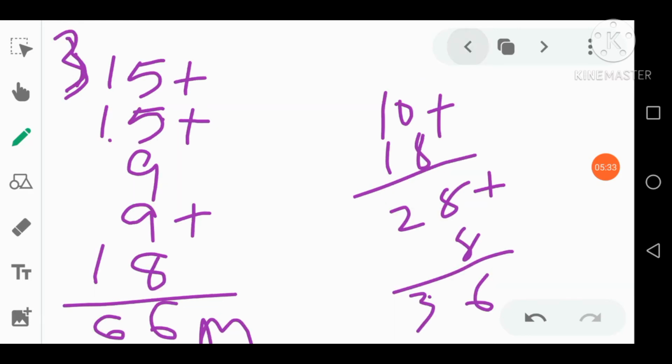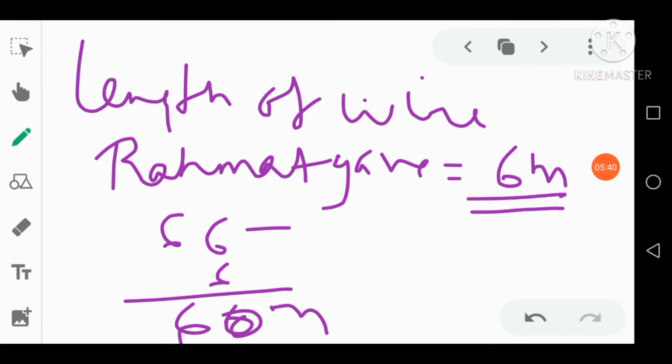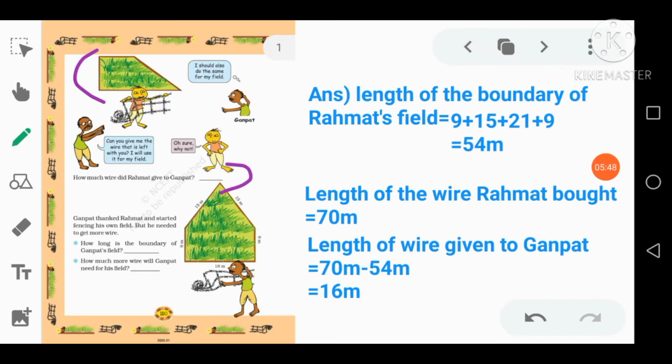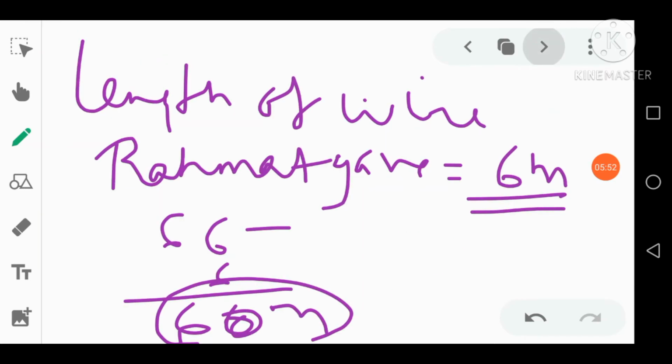Understood? Because his boundary is 66. He is already having 6 meter that he got from Rahmat. So how much more wire he should buy? He should buy 60 meter more. Here, just understand and write. Okay. So he has 60 meter he has to buy. Is that clear, children? Just go through that.